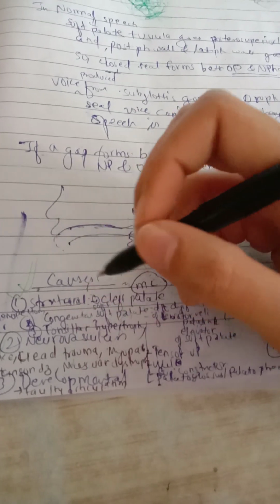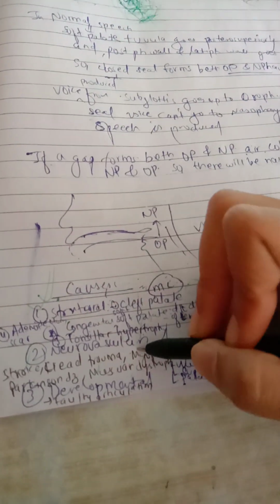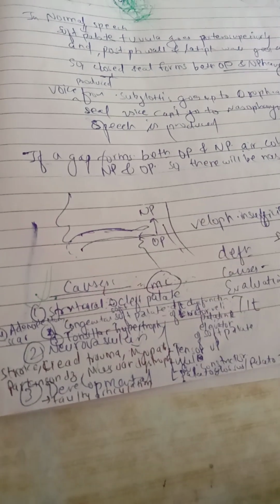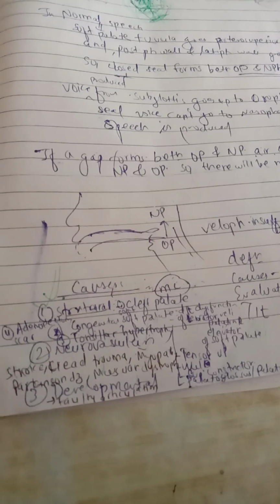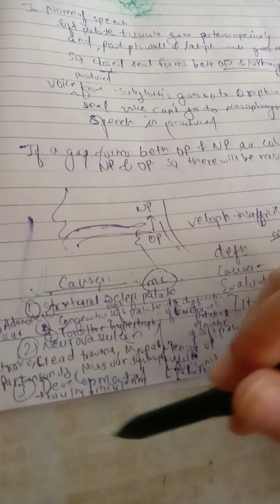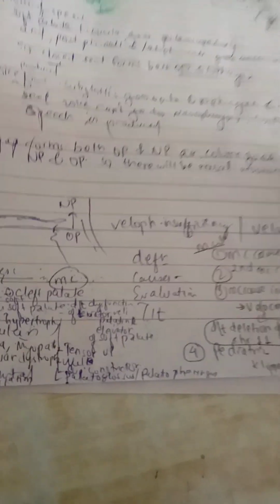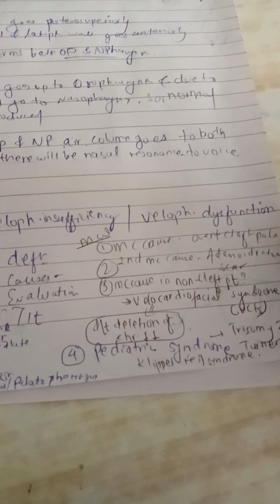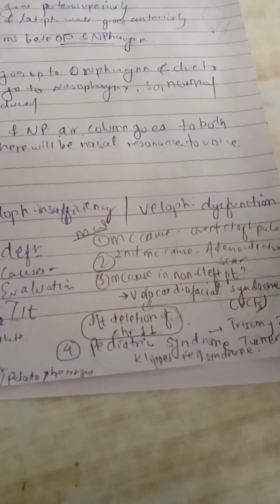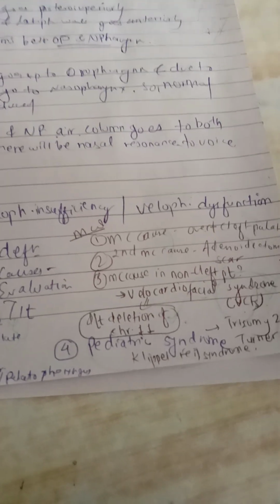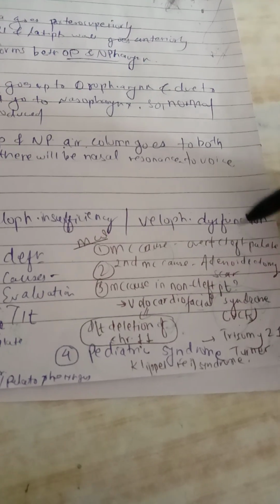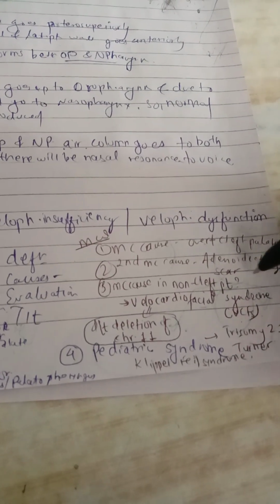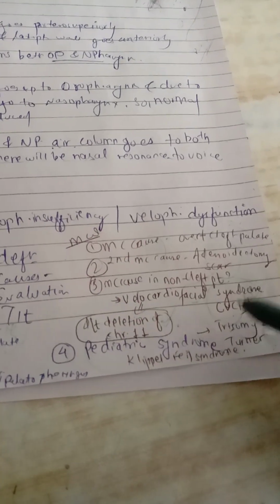The second cause of velopharyngeal insufficiency is neurological, which includes causes like Parkinson's, head trauma, muscular dystrophy, stroke, and myopathies. The third one is developmental, which includes faulty articulation. The fourth one is pediatric syndromes, which include trisomy 21, Turner's, and velocardiofacial syndrome, also called CATCH-22, which is due to a deletion in chromosome 22. The most common cause is overt cleft palate. The second most common cause is adenoidectomy scar, and the most common cause in a non-cleft patient is velocardiofacial syndrome.